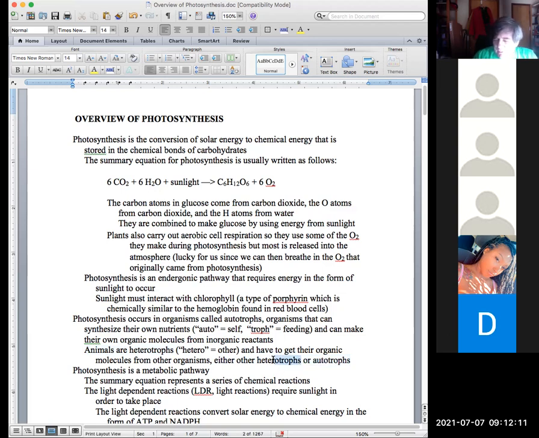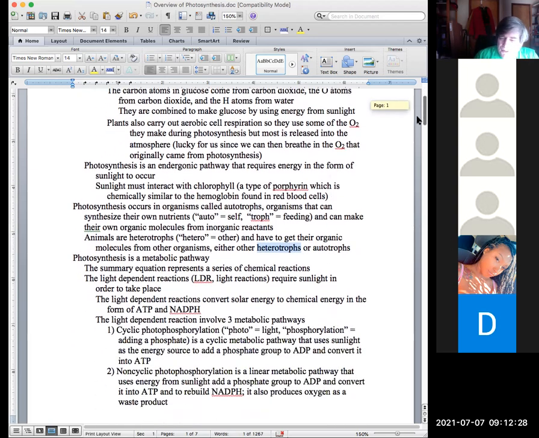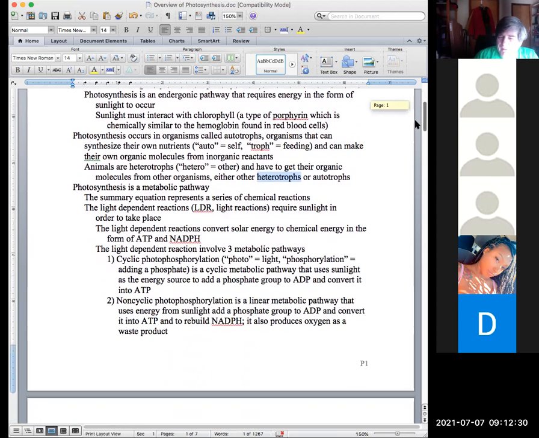Notice if you eat a heterotroph, if you eat a cow and you go back, that cow ate some grass. So ultimately, for heterotrophs, all the food that they ate started out in autotrophs. So without autotrophs, we wouldn't be here. They could survive without us. We couldn't survive without them.